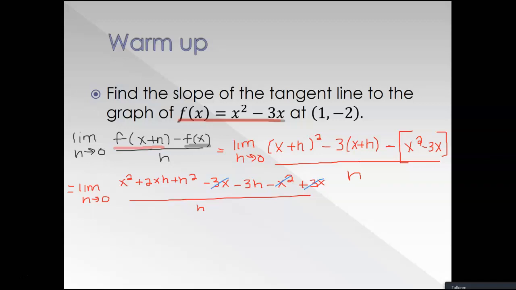Canceling your x squareds and your 3x. Remember, you have to write the limit every time. So it's the limit as h approaches 0 of 2xh plus h squared minus 3h all over h. I can see that I have an h in every term in the numerator, which means that I could take that out as a GCF and cancel it with the denominator.